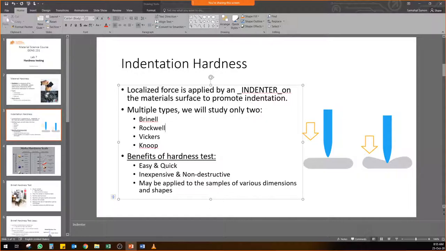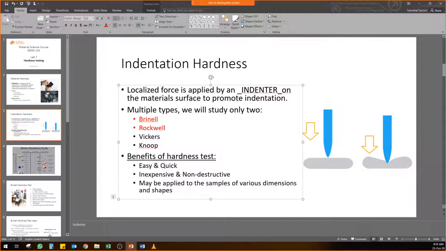Okay, there are many types of hardness testing: Brinell, Rockwell, Vickers, Knoop. In this lab, inshallah, today we are going to look at Brinell and Rockwell hardness testing. We will use three materials and test their hardness using Brinell hardness and Rockwell hardness testing.